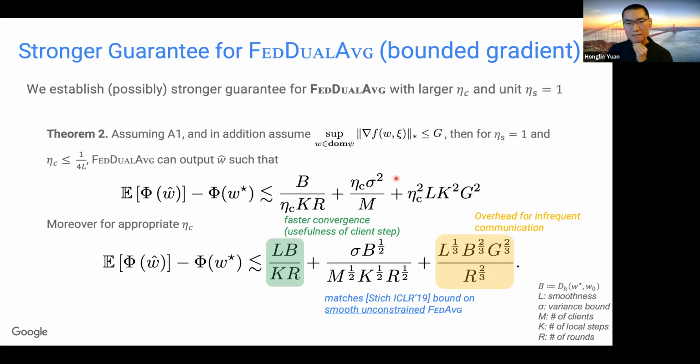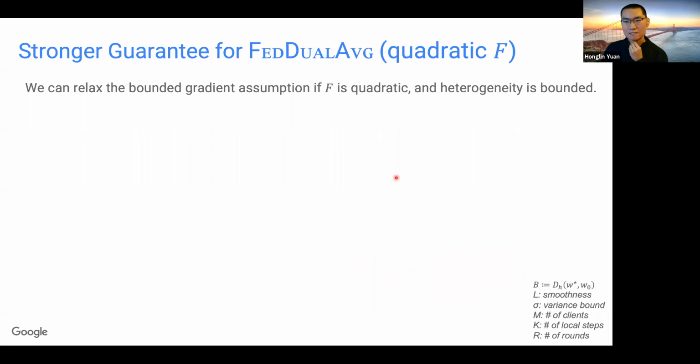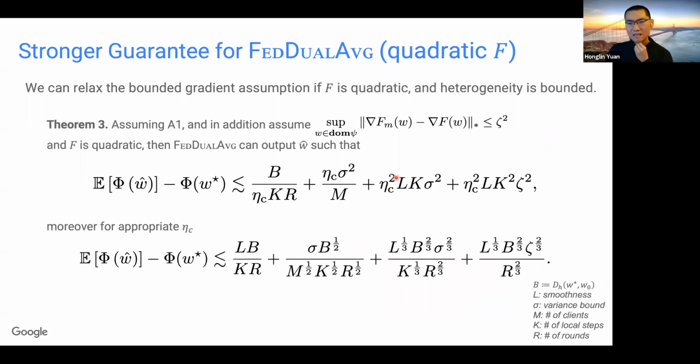We are going to show a slightly stronger result if we further assume that F is quadratic and heterogeneity is bounded. And the result looks as follows. Note that we only assume that F is quadratic. We don't assume anything else, like the special shape of the psi. We can still take psi to be the L1 norm, which will recover lasso, or we can take it to be a nuclear norm to recover matrix estimation.